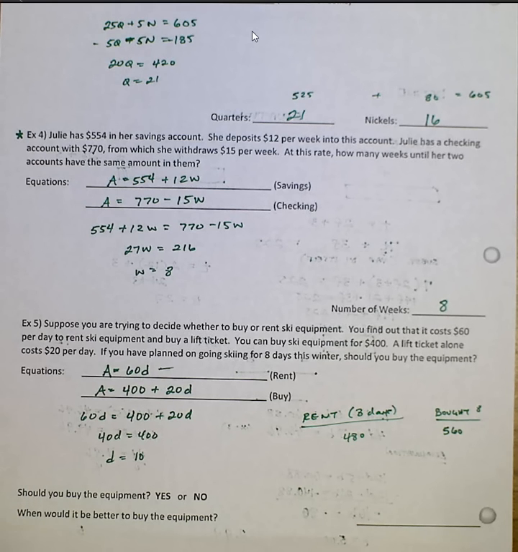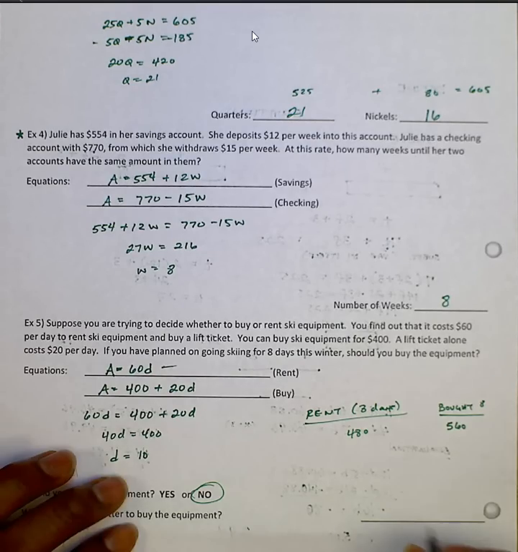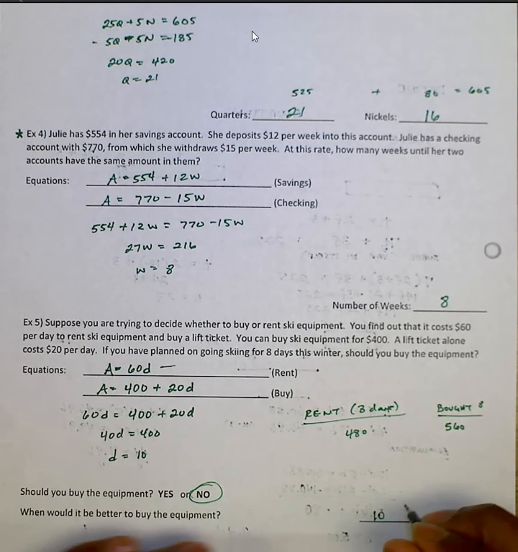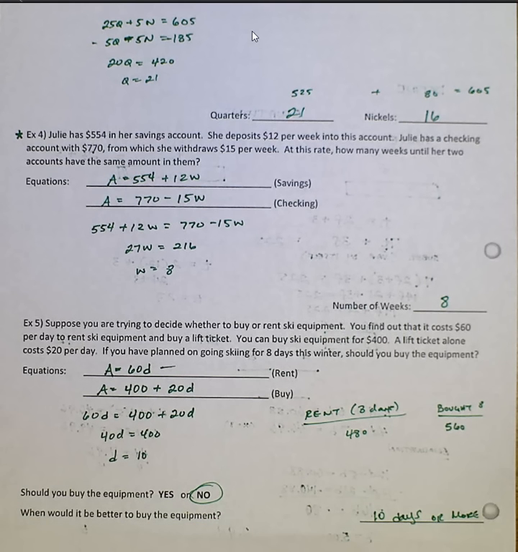Okay, so should we buy the equipment? The answer is no. We shouldn't buy it. We should rent it if we're only going to be there for 8 days. When would it be better to buy the equipment? If you had 10 days or more of skiing. Okay, because at 10 days, if you're going to spend the $600, you might as well have the equipment to take with you. But after or before that, then you get to save some money by not buying it.